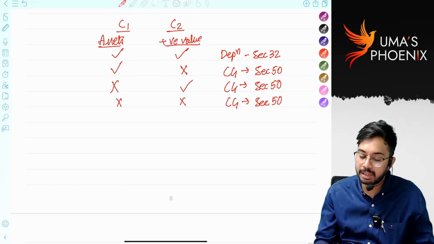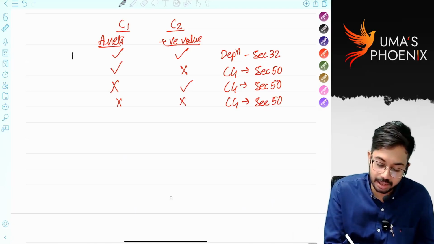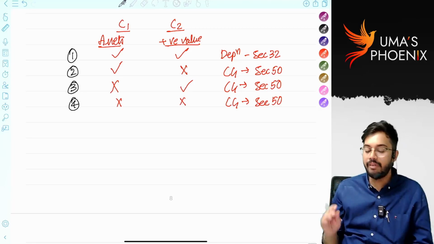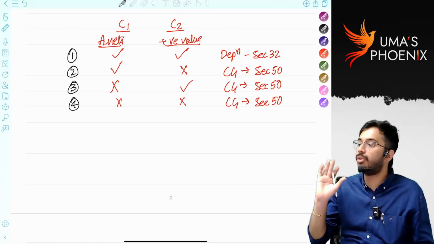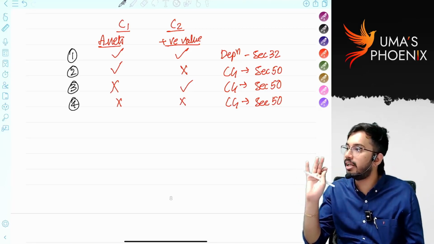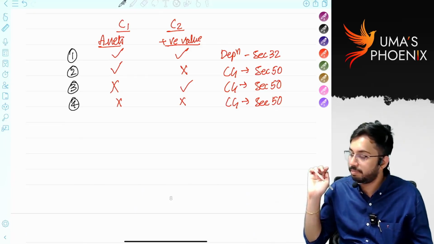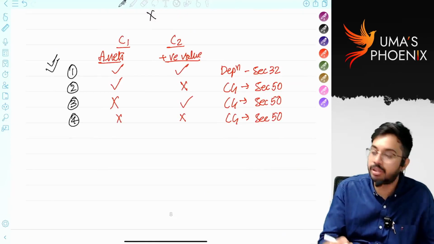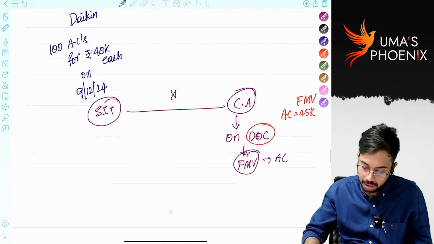Now, I will explain 4 cases. How many cases are there? Case 1, case 2, case 3, case 4. I will explain all these 4 cases with 4 different examples so that you will get a clear-cut understanding. Shall I go ahead? Now, case 1 you already know. We have solved it in the morning. Case 1.